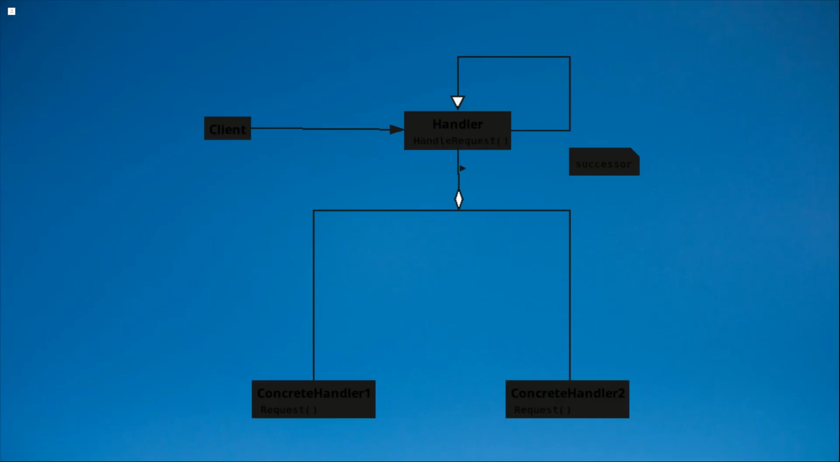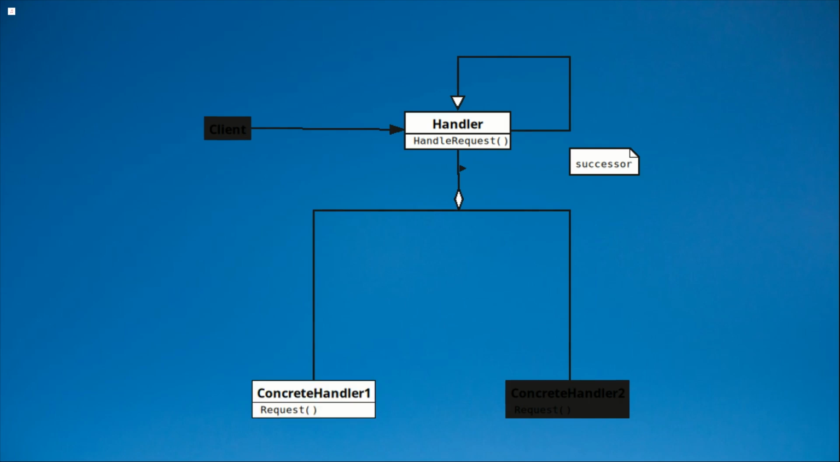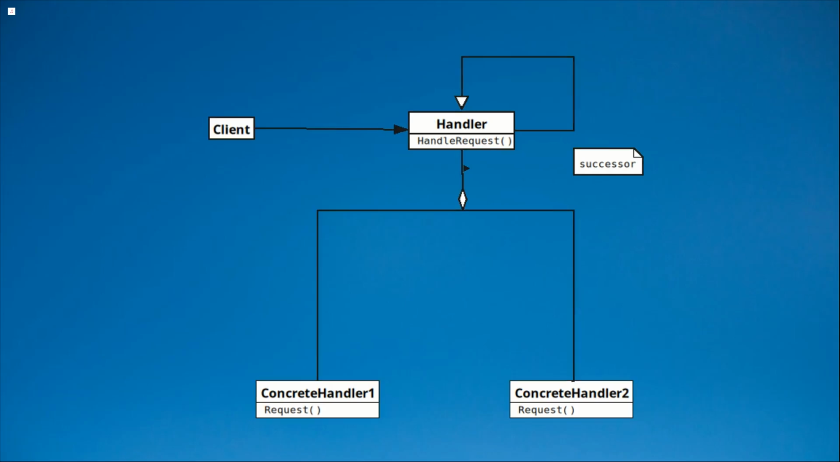UML for the behavioral pattern chain of responsibility for C# students. Handler declares the method for handling requests. Stores a reference to the next handler. Forwards a request when unable to handle it. Concrete handler handles requests within its responsibility range. Decides whether to process or pass forward. Sends handle request to successor. Client sends request to the first handler. Does not know which handler will process. Relies on the chain to manage the requests.